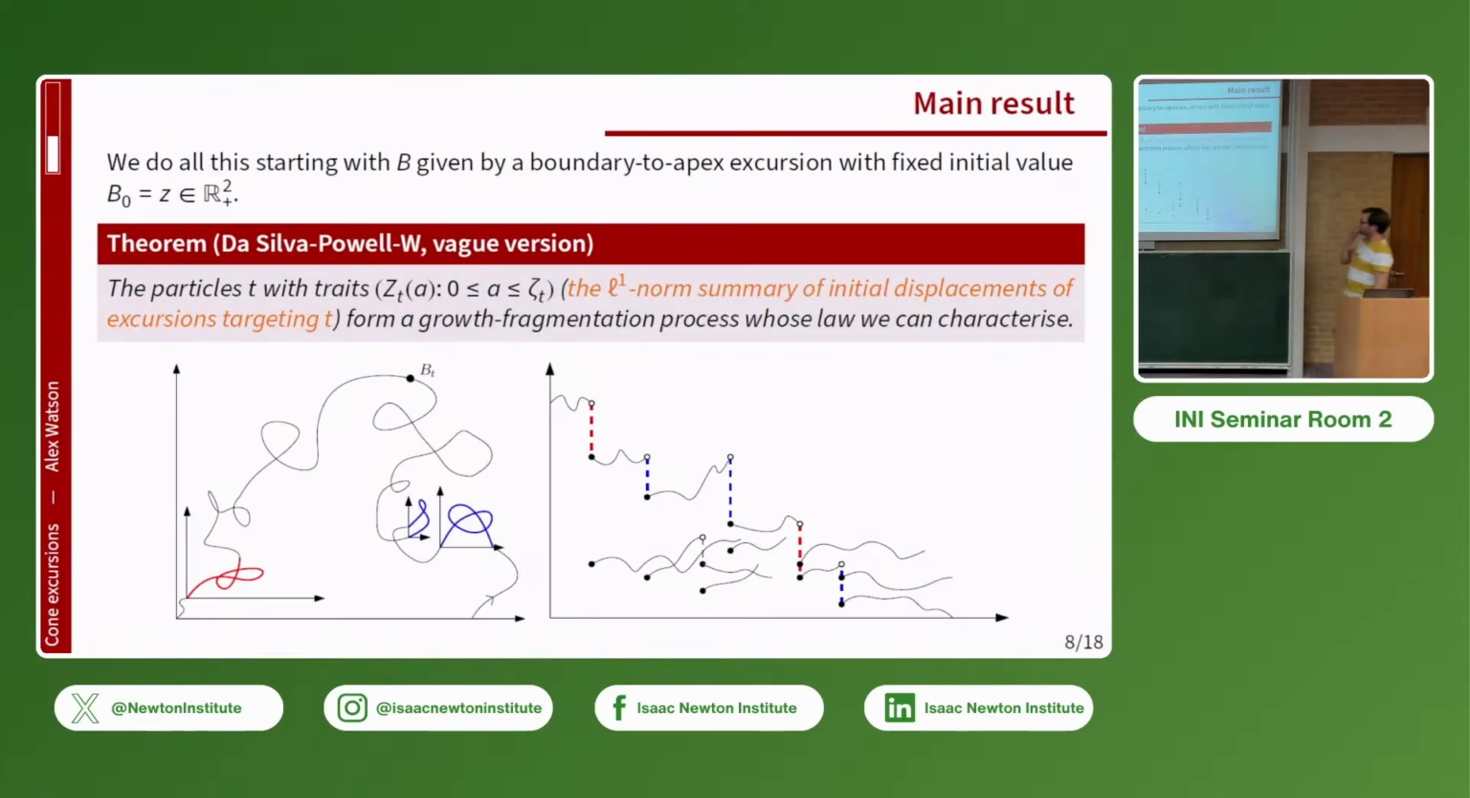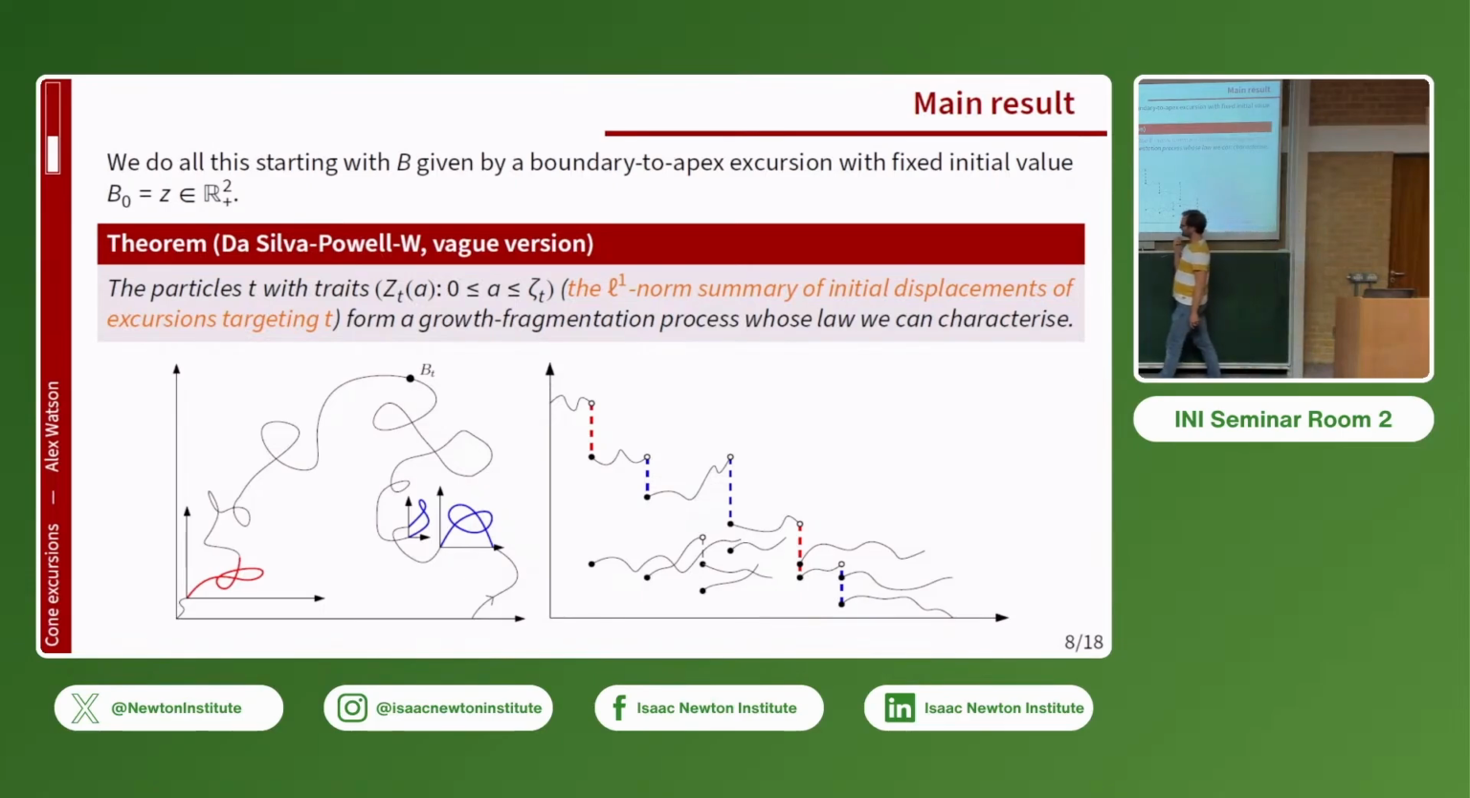And finally, on only slide 8 out of 18, we're able to state a result. So before I say the result, so far I've always talked about, okay, I've got some Brownian path, some B. I'm going to focus particularly on the case where I start out with one of these boundary to apex excursions, and the boundary point, like the initial point, is fixed. So I start at some Z on the boundary, and I hit the apex at some future time.